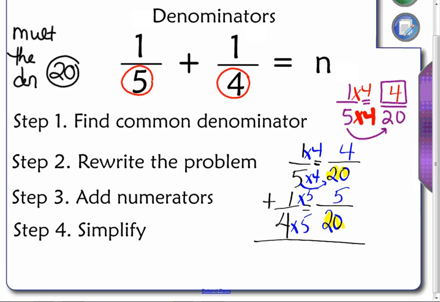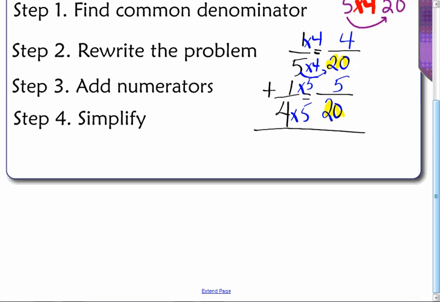Remember, do we add the denominators, or do we just add the top numbers? This is a pie that has been divided into 20 equal parts. You want to eat 4, and you want to eat 5 more. How many parts are you going to eat? You ate 5 pieces of this pie, 4 of that one. How many have you eaten altogether? 9. But the size of the pie is still 20ths.